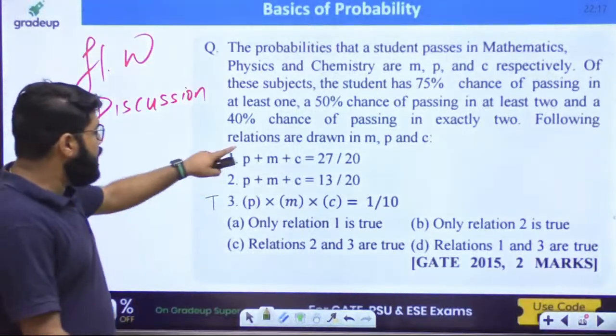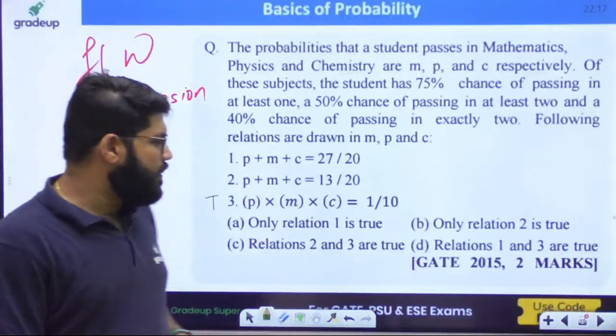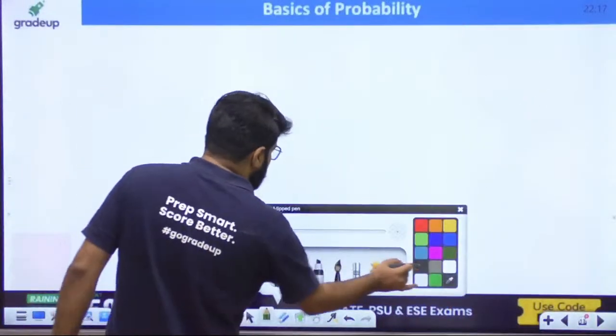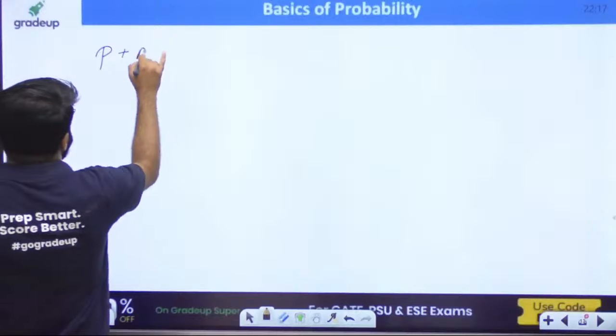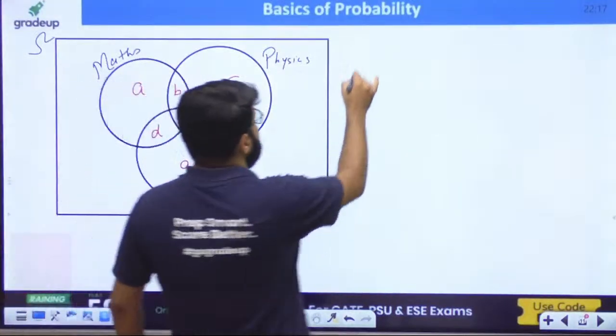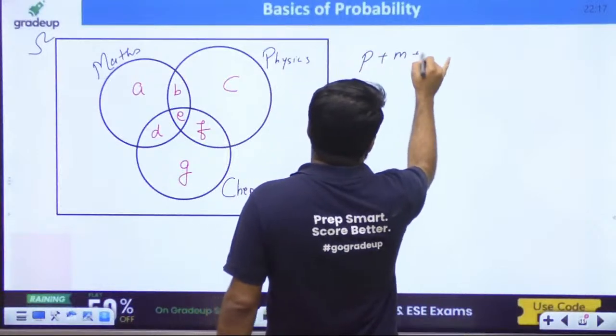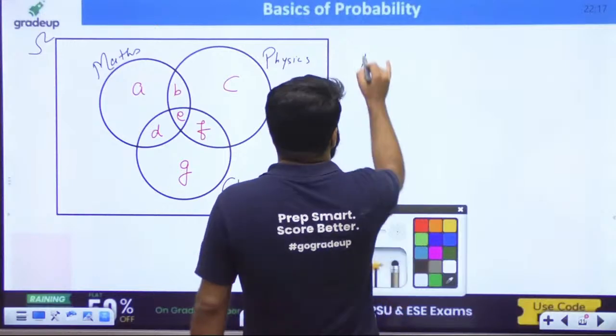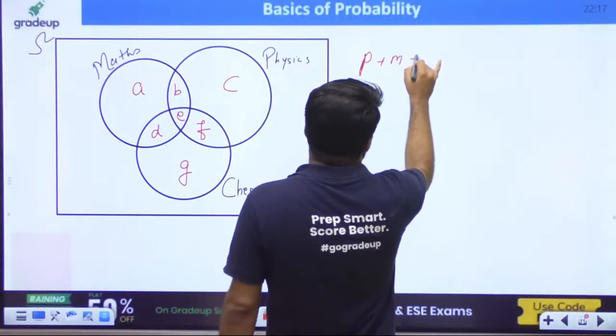This is correct. Now P plus M plus C. What should be the P plus M plus C? Let us see the value of P plus M plus C. So everybody just focus. What is P plus M plus C? Now what is contained within P? Okay, let me just write it here actually. It will be easy. What should be P plus M plus C?